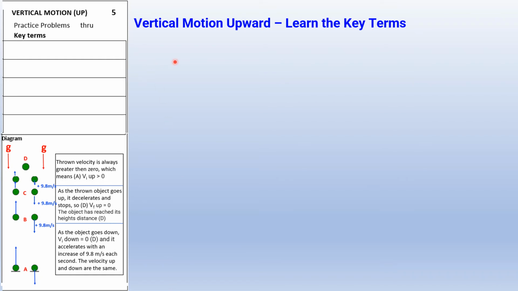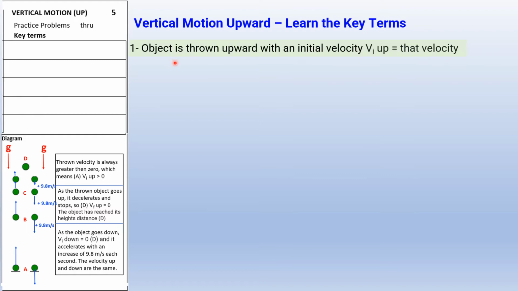Vertical motion upward. Learn the key terms. Number 1, an object is thrown upward with an initial velocity, vi up, equal to that velocity. Number 2, when the object reaches its maximum height, its Vf going up is equal to 0.